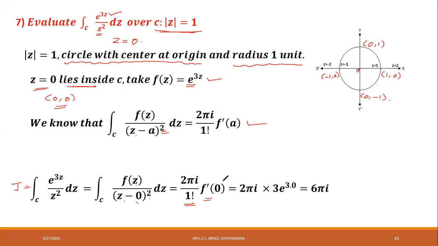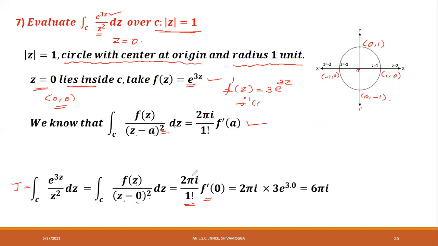Find f dash 0. F of z is equal to e power 3z. Then f dash z is equal to derivative of e power 3z is e power 3z, and derivative of 3z is 3. Required is f dash 0. Put z is equal to 0. Then f dash 0 is equal to 3 into e power 0, and e power 0 is 1. This is equal to 3.